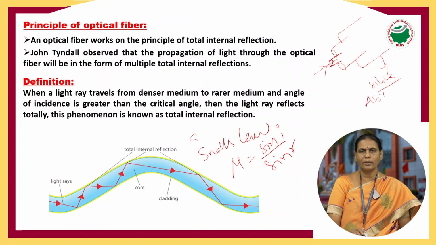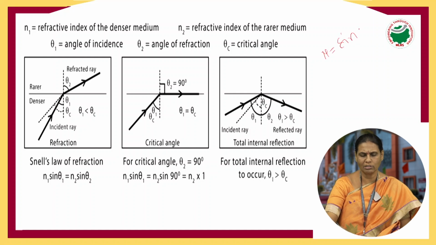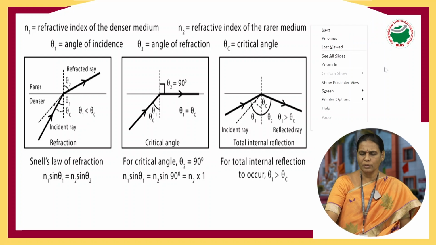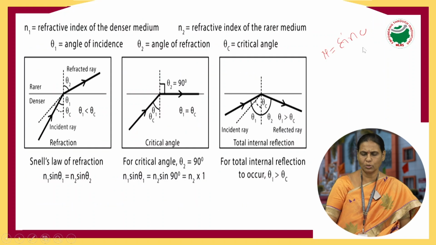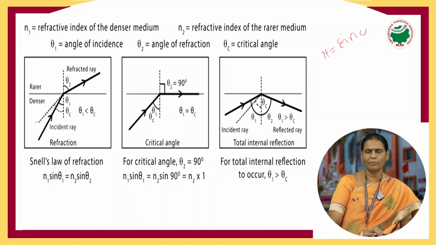By using this simple law, we can explain what is called total internal reflection. Here, instead of representing it in terms of mu is equal to sin I by sin R, let me represent it in terms of mu is equal to theta 1 by theta 2. As I showed you in this figure, n1 is the refractive index of the denser medium. n2 is the refractive index of the rarer medium. The rarer medium is the upper medium, the denser medium is the lower medium.